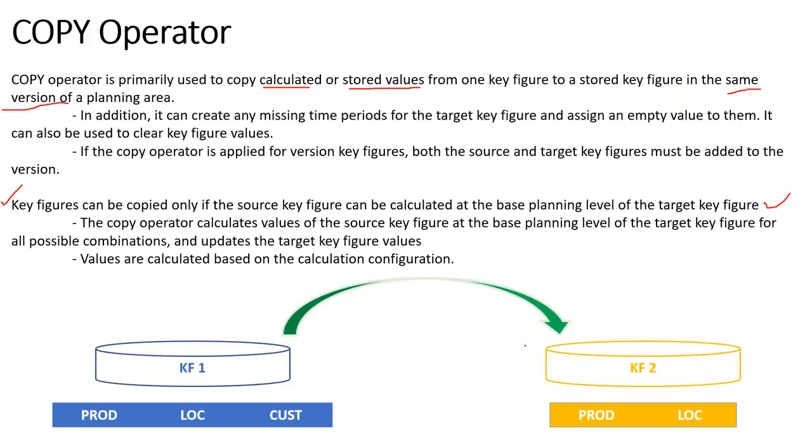So here you can see the key figure is a target, and the data has to come from here. The target is at product and location level, and here the product and location level is already there, so it will do an aggregation and copy. But if you bring in something like a resource here, then it will not work.